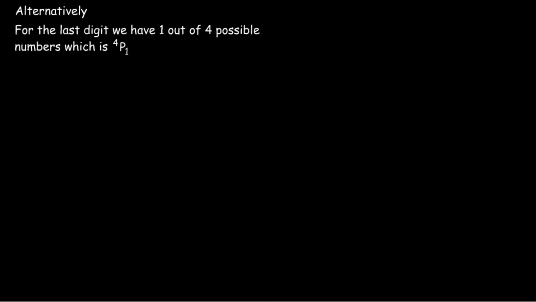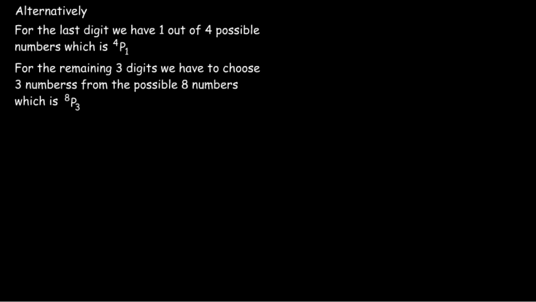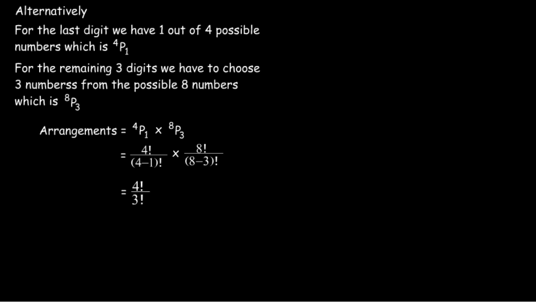Alternatively, for the last digit, we have 1 out of 4 possible numbers. This can be written as 4 permutation 1. For the remaining 3 digits, we have to choose 3 numbers from the possible 8 numbers which are left, which can also be written as 8 permutation 3. So in this case, our total arrangement will be 4 permutation 1 times 8 permutation 3, which will be equals to 4 factorial divided by 4 minus 1 factorial times 8 factorial divided by 8 minus 3 factorial, which will be equals to 4 factorial divided by 3 factorial times 8 factorial divided by 5 factorial.